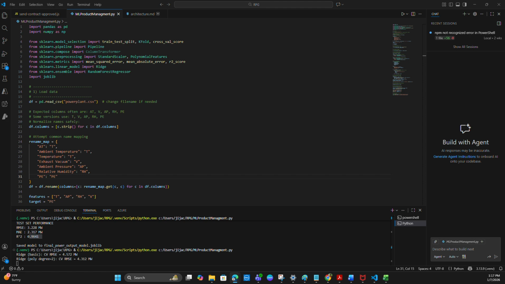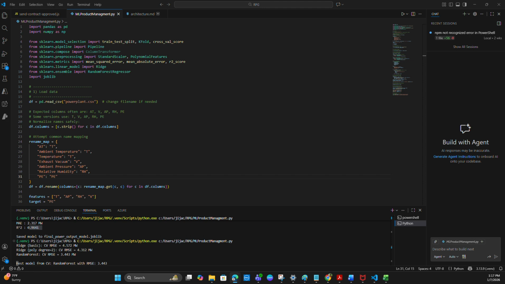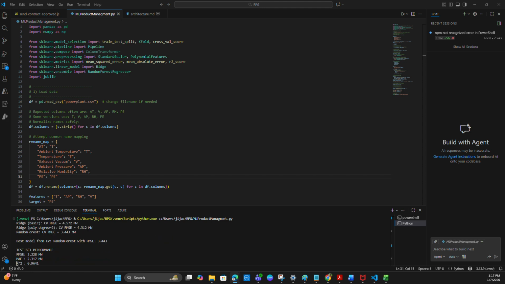To conclude, this project demonstrates how machine learning can be applied to energy forecasting and operational optimization. Accurate power output prediction can help plant operators improve efficiency, plan load distribution and reduce operational risks.